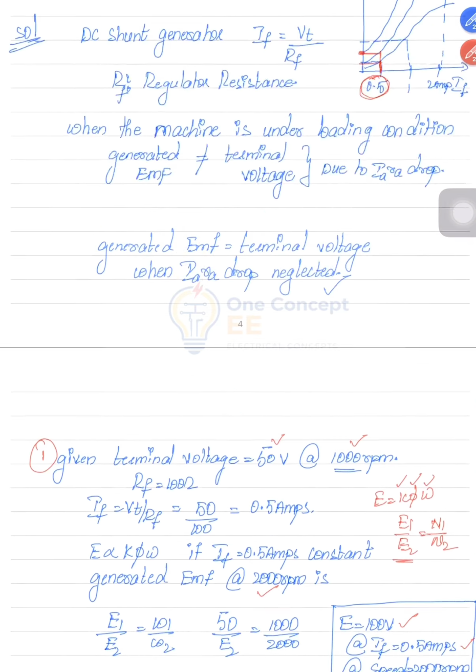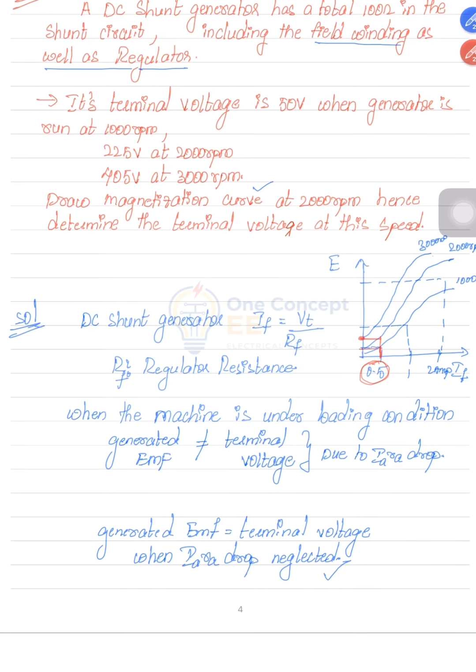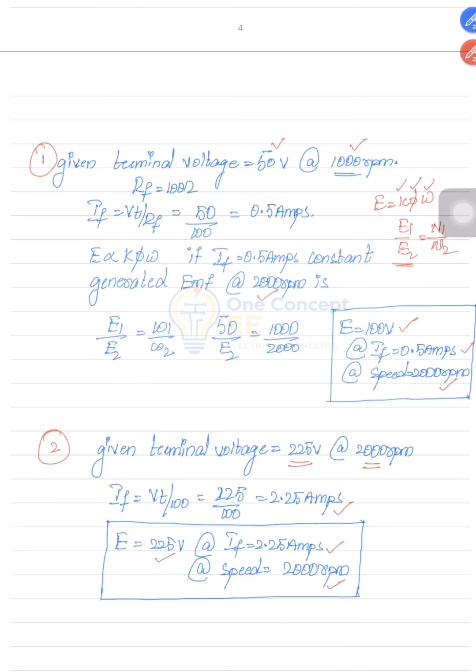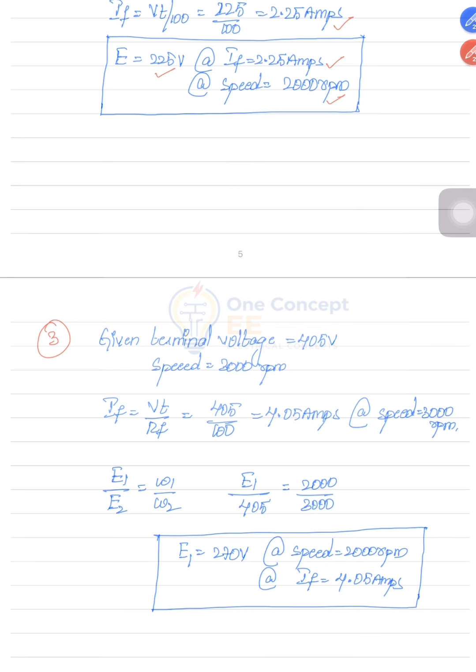Now we go for 3000 rpm. Let's suppose at 3000 rpm they mention some field current IF3 and some voltage Vx. At this particular field current we need to find this particular voltage. It is the same formula. We are making the field current constant, right? Here I equals Vt by Rf, which means we have a field current of 4.05 amps.